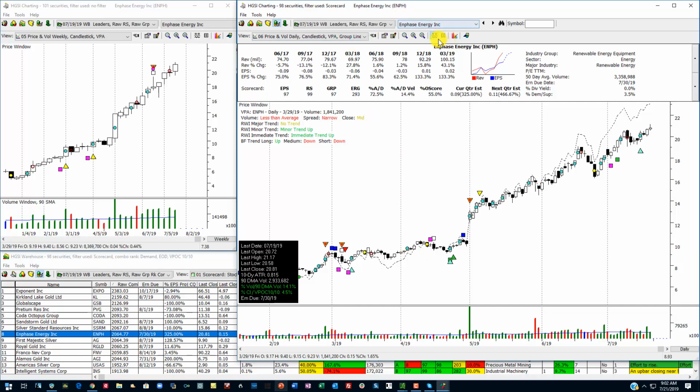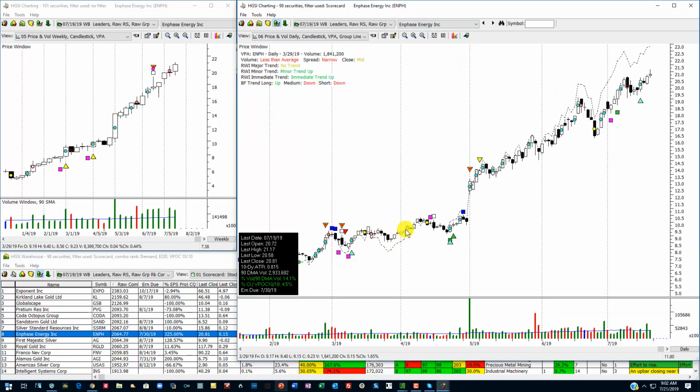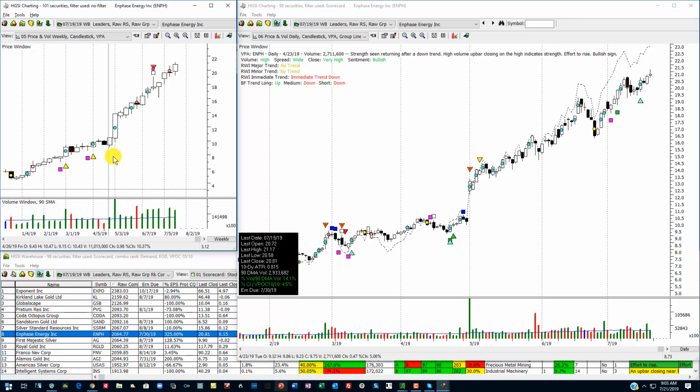What do we have? We have an effort to rise right here. And then you can see the slight pullback on the weekly chart, which represents this area here. And then this is where the VPA flags really start firing. And on this date, it's 423. Here's 426.